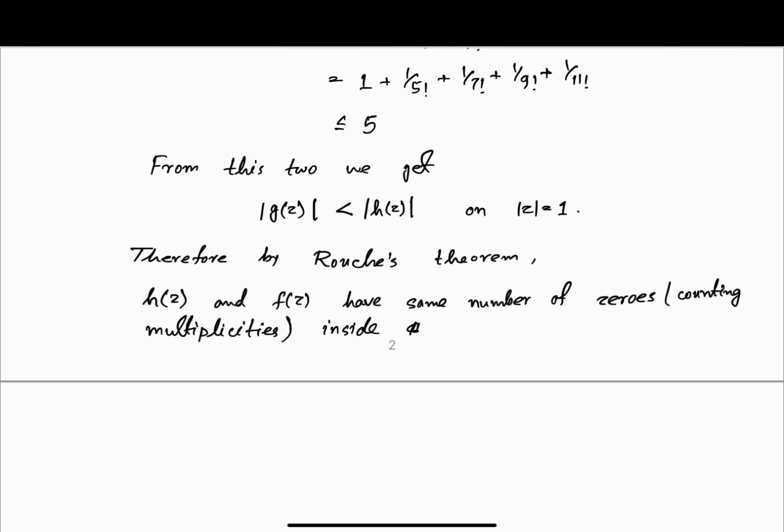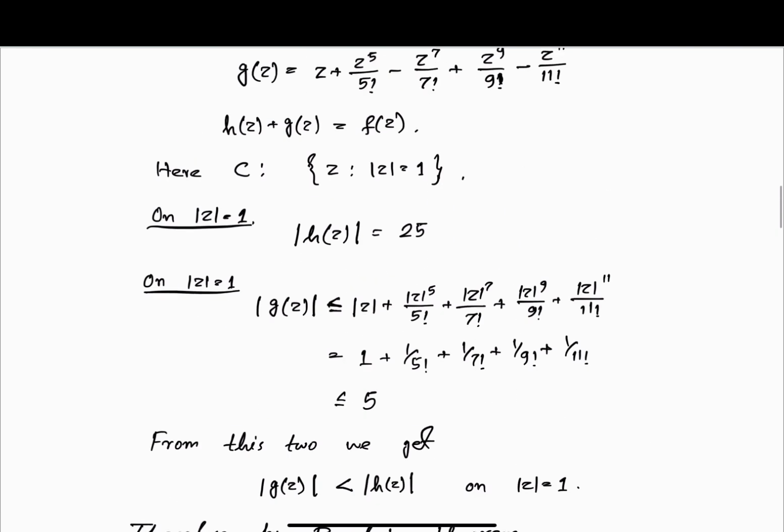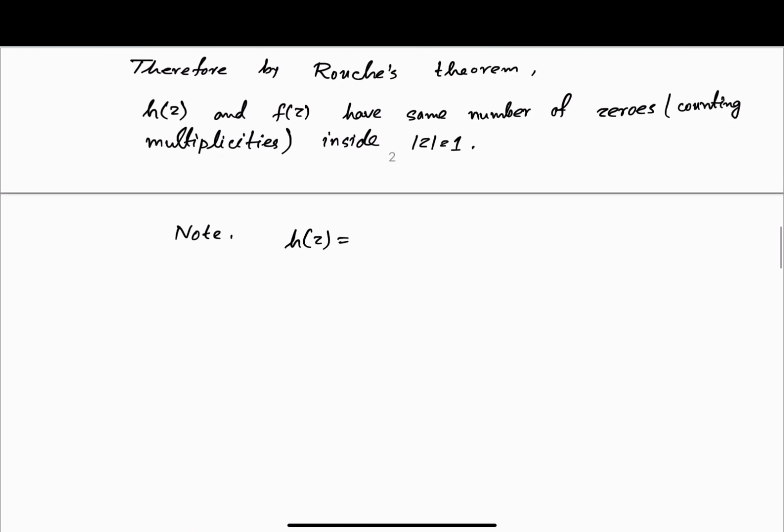Inside mod z equals 1, right? And what is hz? Note that hz is what we have chosen, hz to be minus 25z cubed, right? So how many zeros does it have inside this unit circle? It has 3 zeros, because it is a polynomial of degree 3 and all these are 0. So 0 is a root with multiplicity 3.